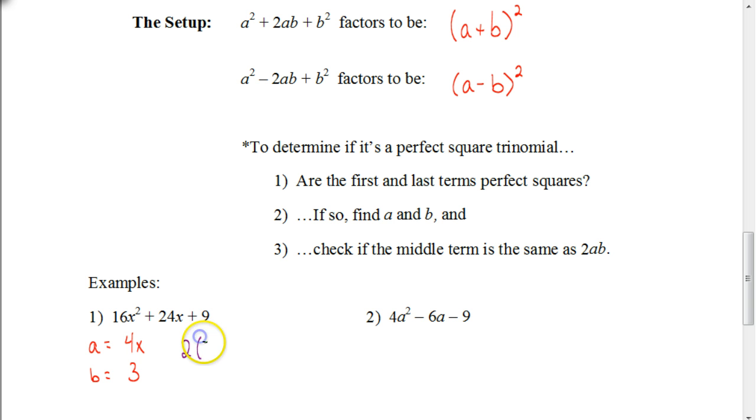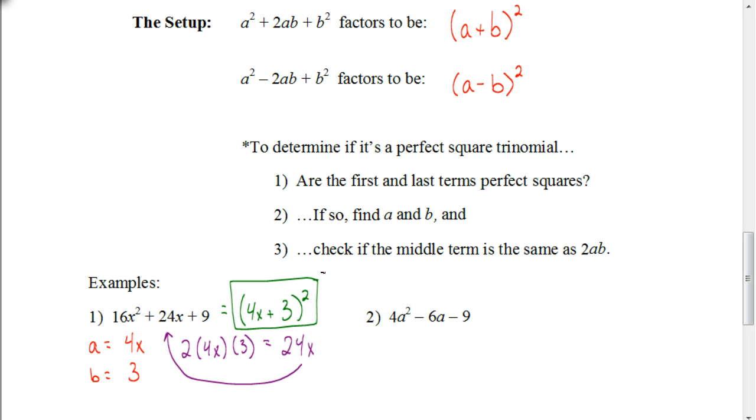Well, if I take 2 times 4x times 3, well, 2 times 4x is 8x. 8x times 3 is 24x. And sure enough, that's the same as our middle term. So since all of this is true, that means this can be factored. And so it's going to be factored to be a plus b quantity squared. So in this case, a is 4x, b is 3. So this will factor down to be 4x plus 3 quantity squared.